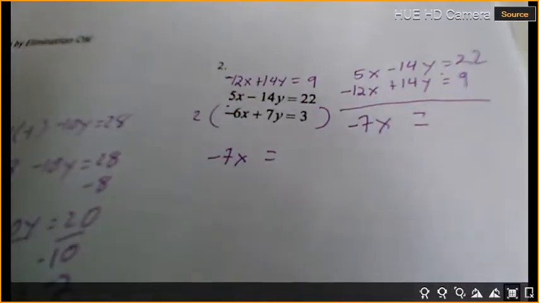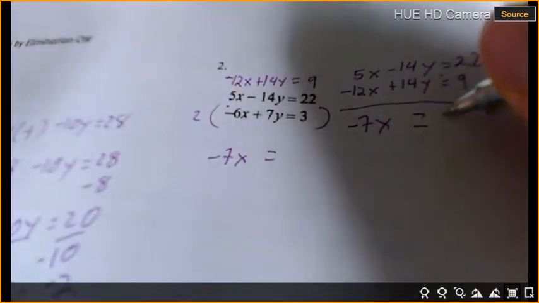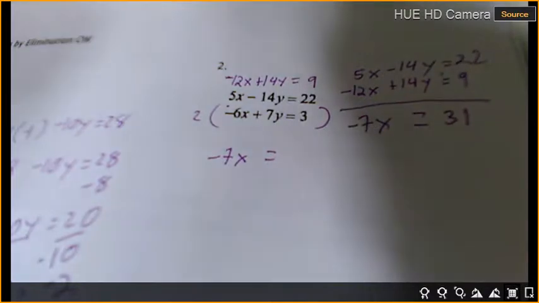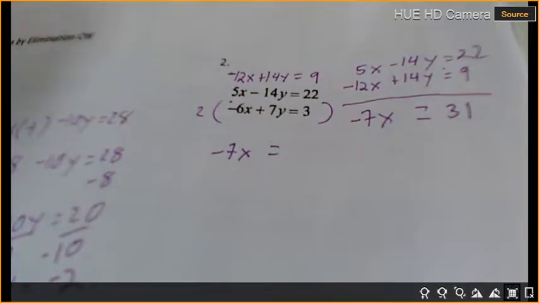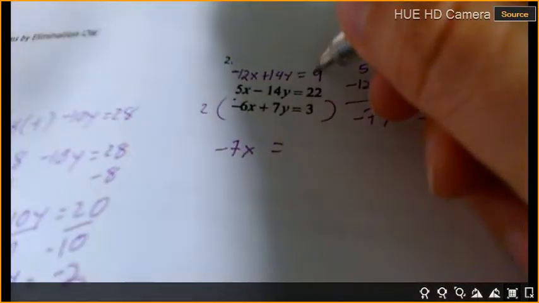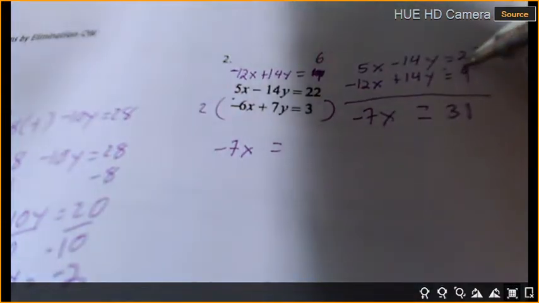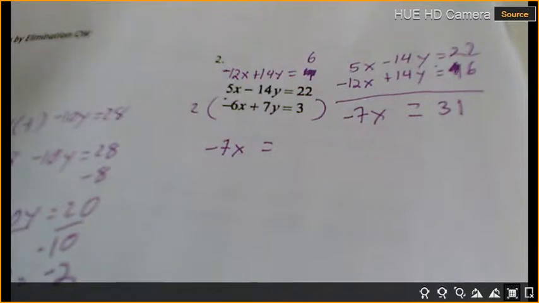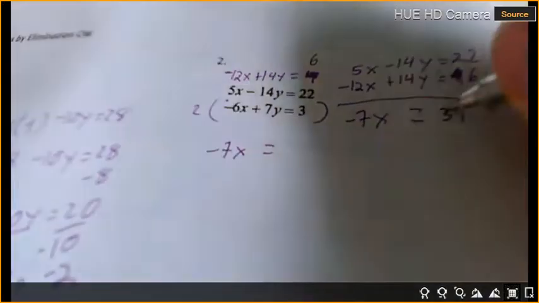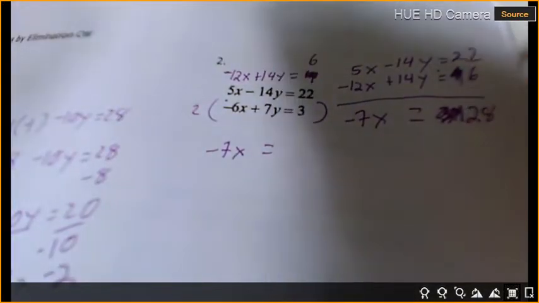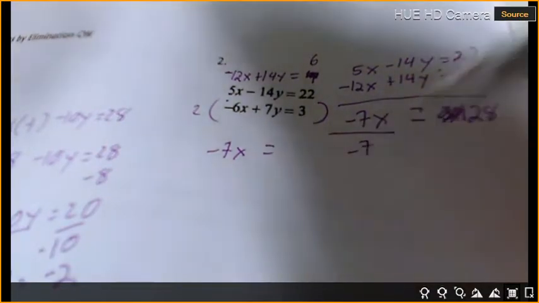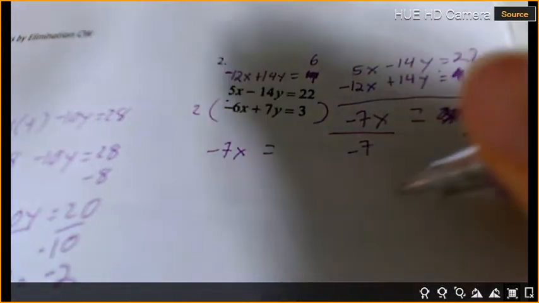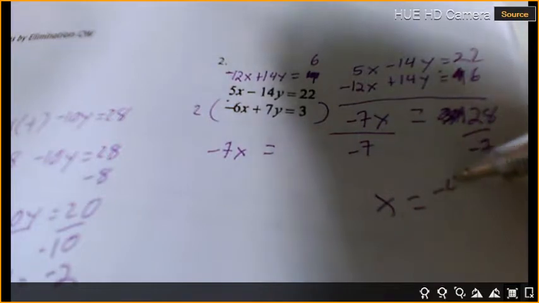Oh, what's 2 times 3, guys? 6. It's definitely not 9. Okay, 22, 23, 24, 25, 26, 27, 28. Then we divide both sides by a negative 7. And we get x equals negative 4.